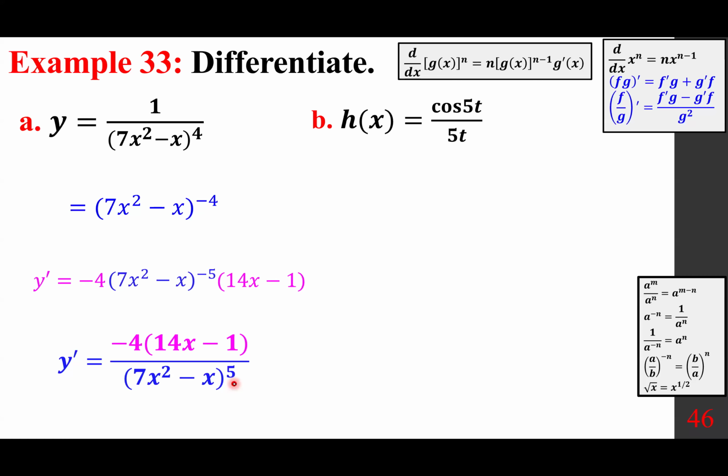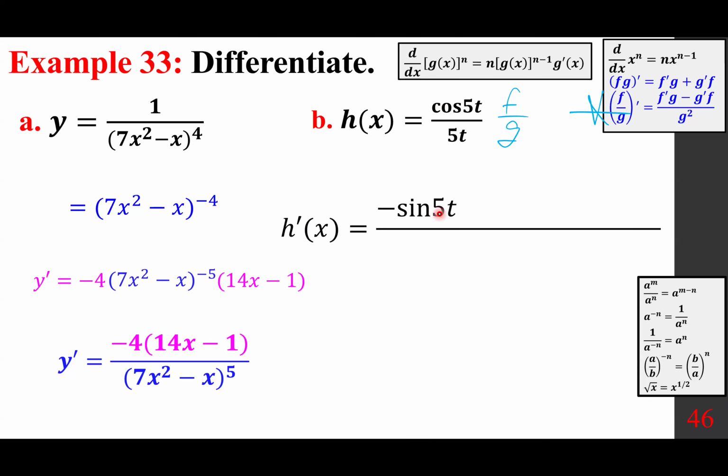h of x is cosine of 5t over 5t. We want to differentiate this. So f over g. We are going to use the quotient rule. So we have h prime of x, a big fraction bar, f prime, the derivative of the top, we're going to work on it. So we start with cosine becomes negative sine of the same thing, 5t, and then times 5 by the chain rule. So that's the derivative of the top.